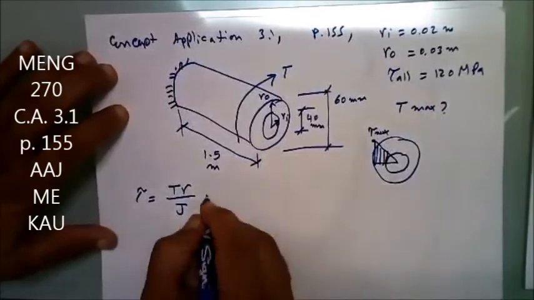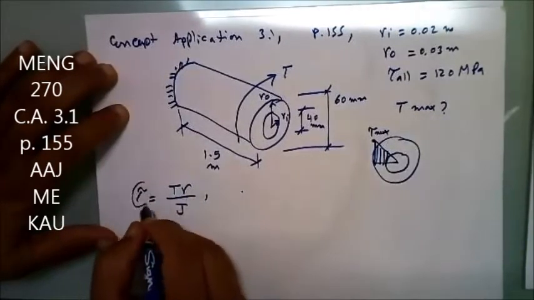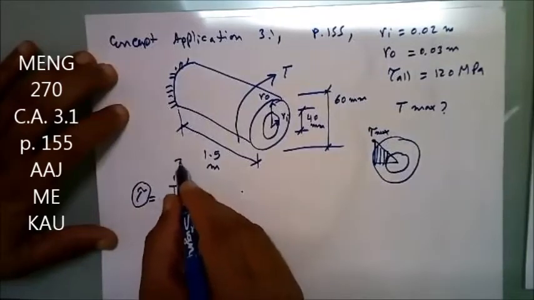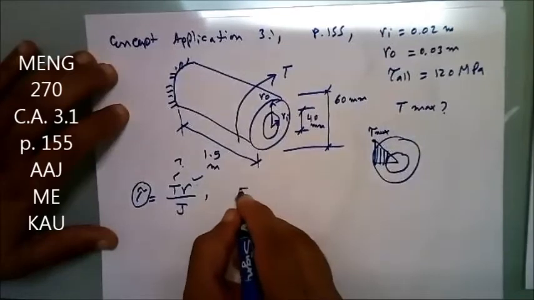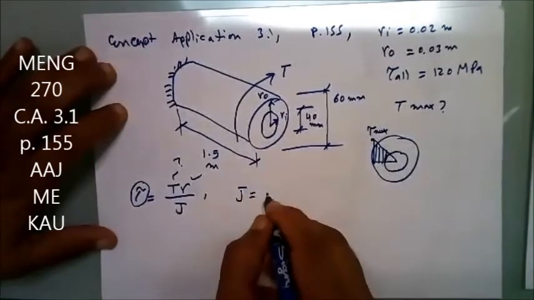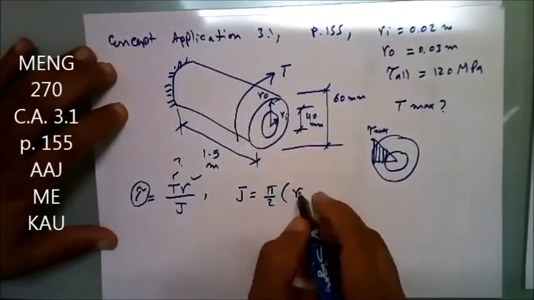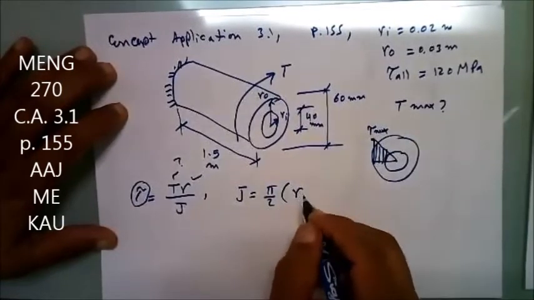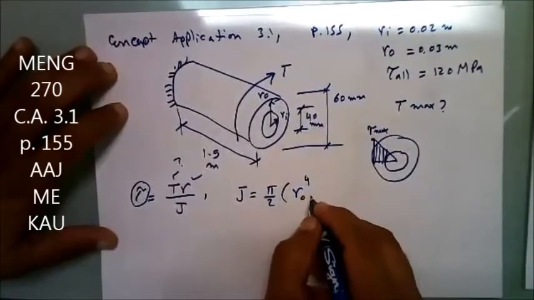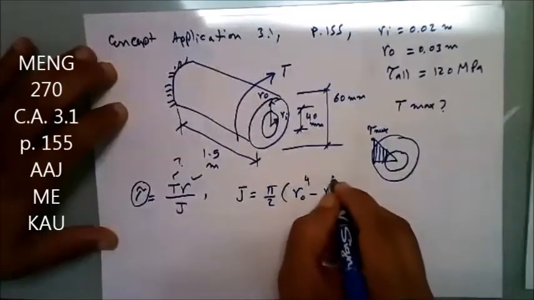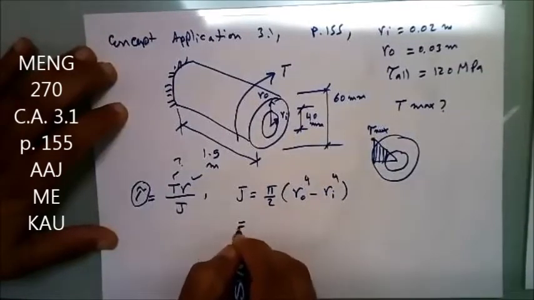What we need now is to calculate J. We know this, it is given to us. This is needed. We know R. We need to find J. What is J, ya shabab? J is the polar moment of inertia. It's pi over 2 times R out to the power 4 minus R inner to the power 4. Can someone help me to find this value?